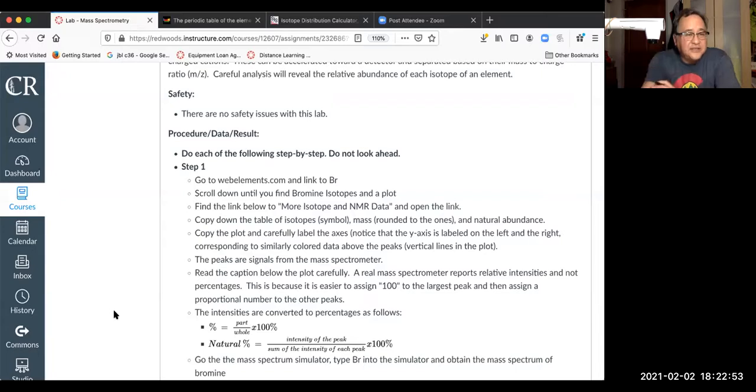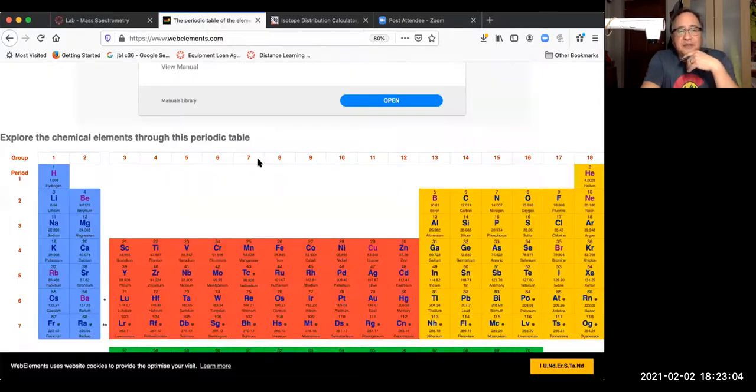So let's do that part here. And this is something that you can do in your lab notebook right now. I'm going to do it with you and show you what you're going to write. So here's webelements.com.